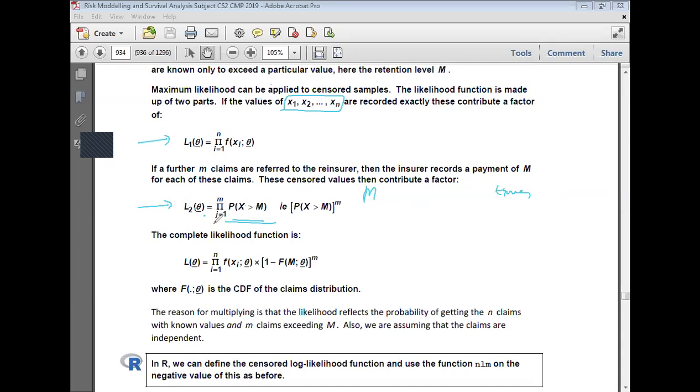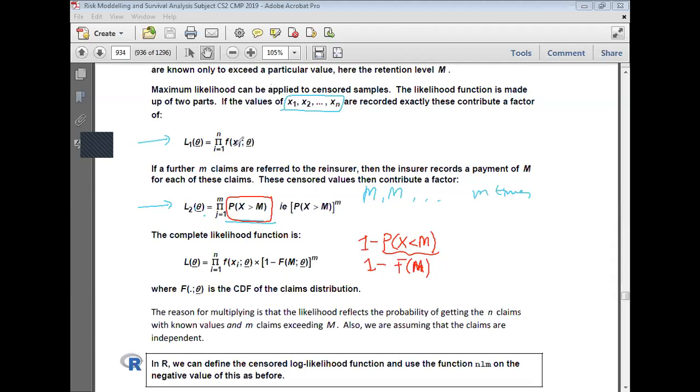So again, what they have done here is they have rewritten the probability of x being greater than m as 1 minus the probability that x will be less than m, and this can just be f of m, right? And that is what they have done here. So 1 minus f of m will just be another constant, right?